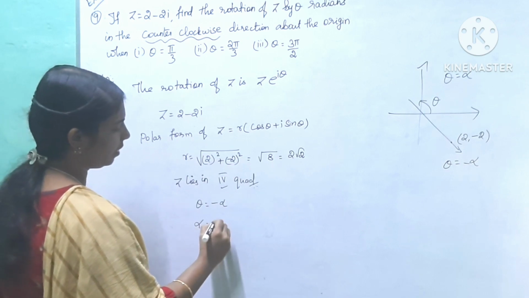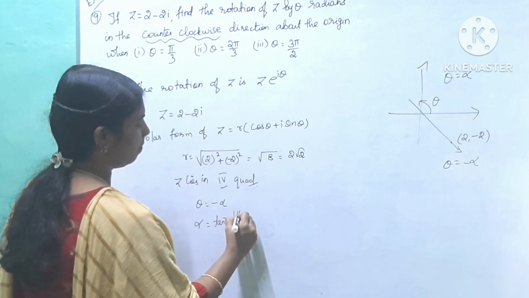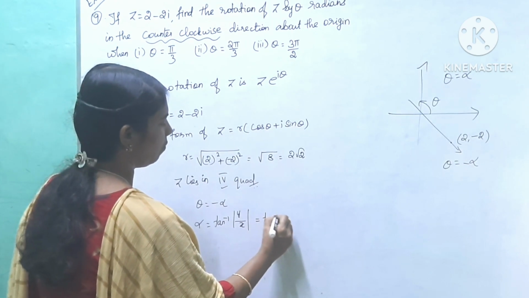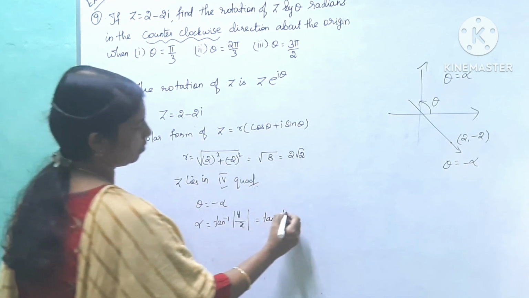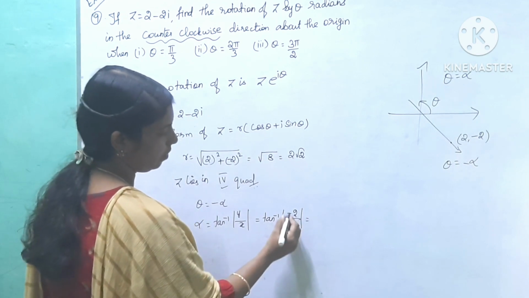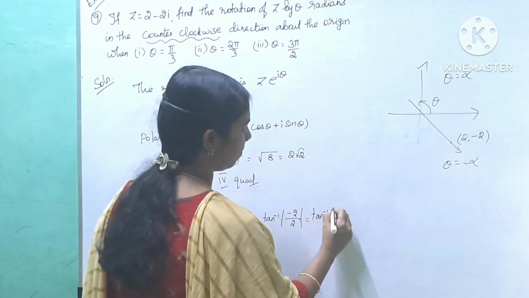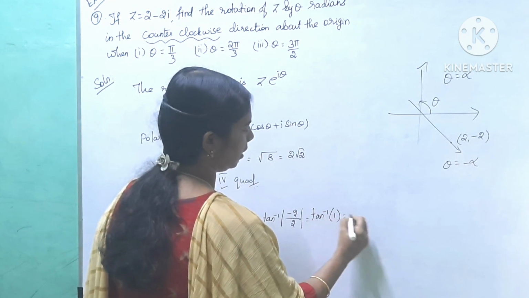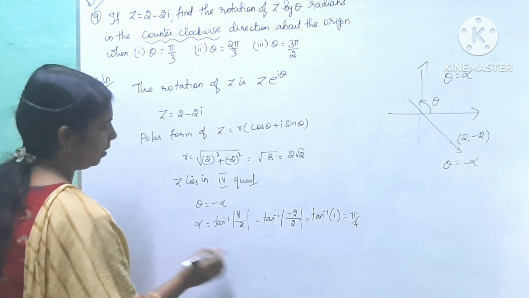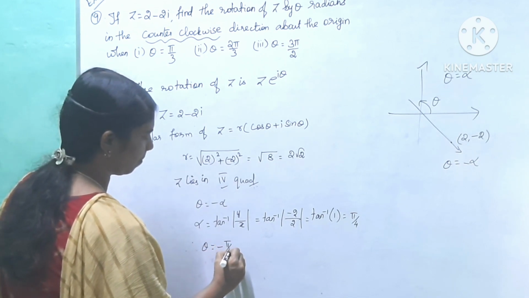So to find alpha, we have the formula: tan inverse of modulus of imaginary part by real part. So this is equal to tan inverse of modulus of minus 2 by 2. Both get cancelled. Modulus of minus 1 is 1. So we get tan inverse of 1, which is nothing but pi by 4, 45 degrees. Therefore theta is equal to minus pi by 4.